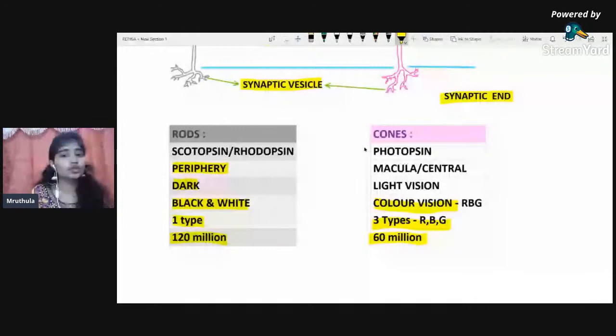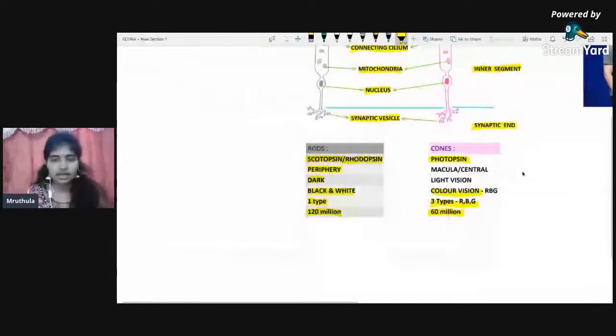So the cones have photopsin and rods have something called scotopsin or rhodopsin. Okay, so you just remember rhodopsin, rods. Scoto means dark vision, so it's scotopsin, otherwise called rhodopsin. Then cones, color, so it's photopsin. All these functions of rods and cones will be dealt with in the evening today.